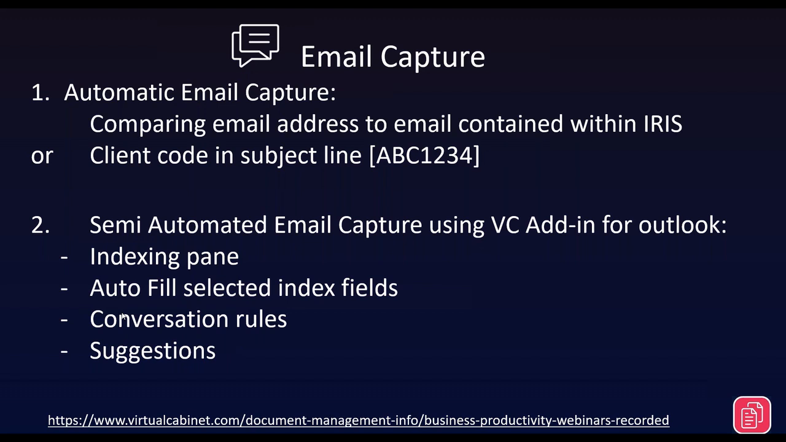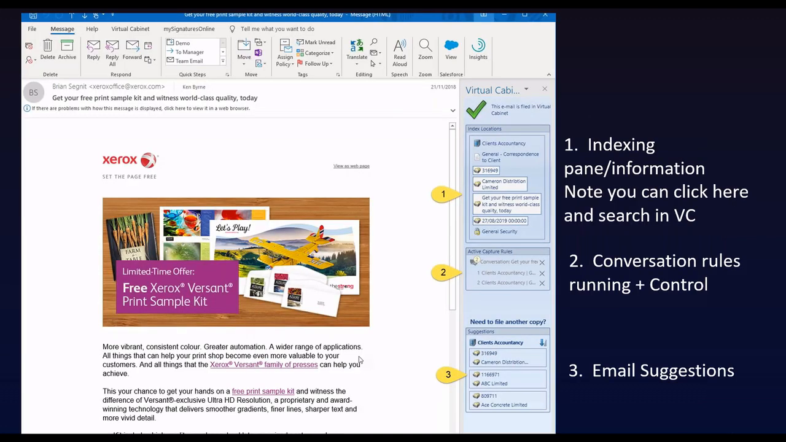And this is why I'm saying you really need to get on the latest version of Virtual Cabinet, because the email suggestions, I can't remember where they came in, but they are in the later versions. What email suggestions means is Virtual Cabinet learns where you typically save emails, and then gives you a suggestion of where you might want to save an email.